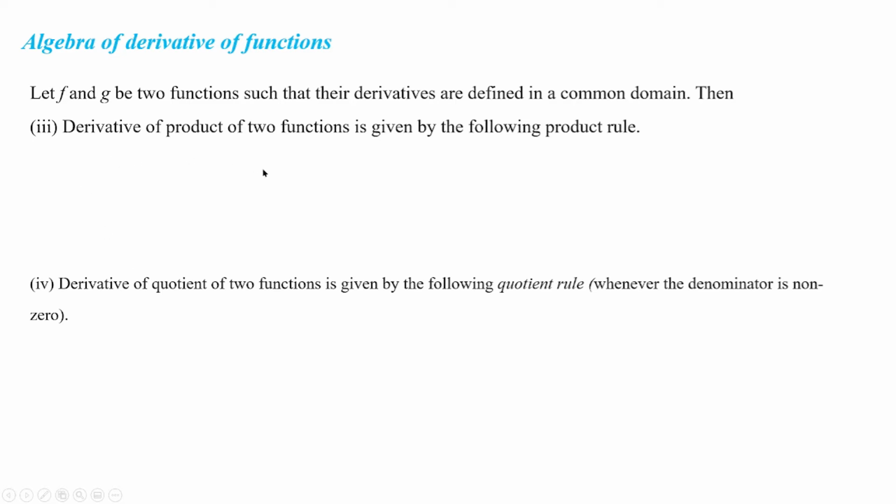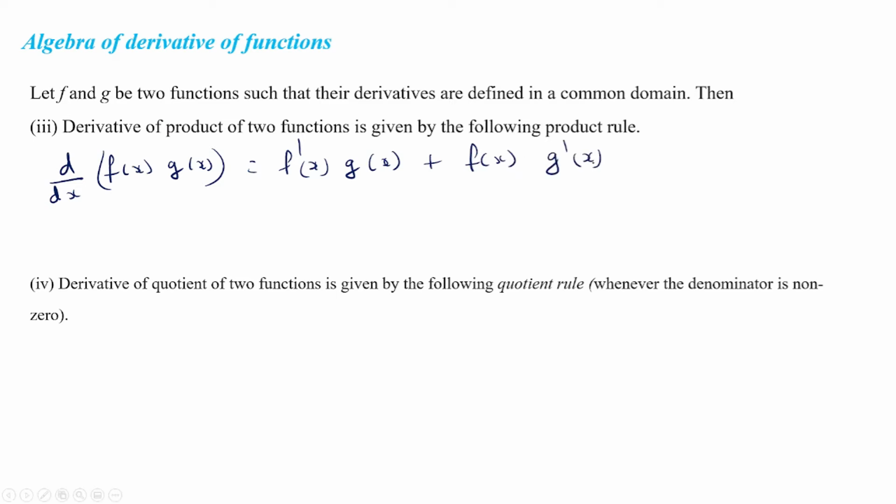Next one, the derivative of the product of two functions is given by the following product rule. That is d by dx of f of x into g of x is equal to f dash of x into g of x plus f of x into g dash of x. First we have to keep g of x as it is and differentiate f of x. Then plus, keep f of x as it is and differentiate g of x.